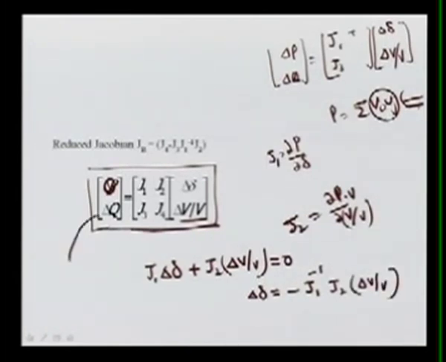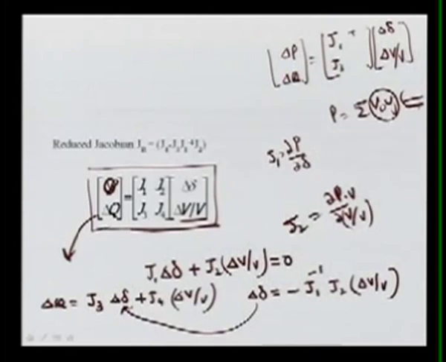If you write this second equation here, we get the change in reactive power as J3 change in delta plus J4 change in delta V by V. If you substitute this delta here, we get the change in reactive power Q, just put this in with the negative sign. So I can write here J4 minus J3 J1 inverse J2, times the change in voltage by V.